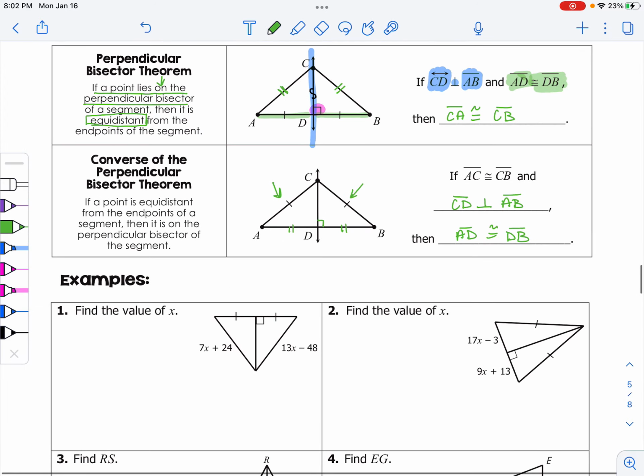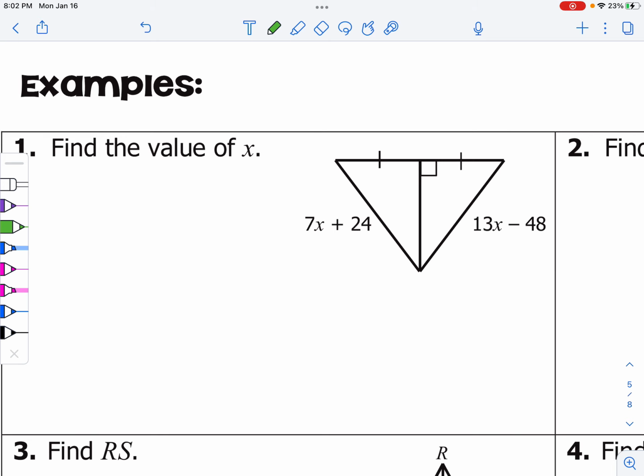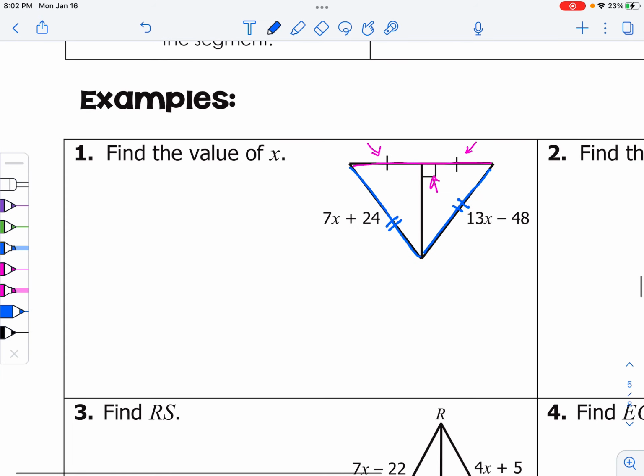So let's take a look. Let's put it in action. Here's what we know. We have a segment that was cut in half because they told us that those markings mean the same. We also have a 90-degree angle. And when you see that you have it perpendicular and a split in half side, you know that this side right here, 7x minus 24, is going to be equal to this other side. The hypotenuses are going to be equal.